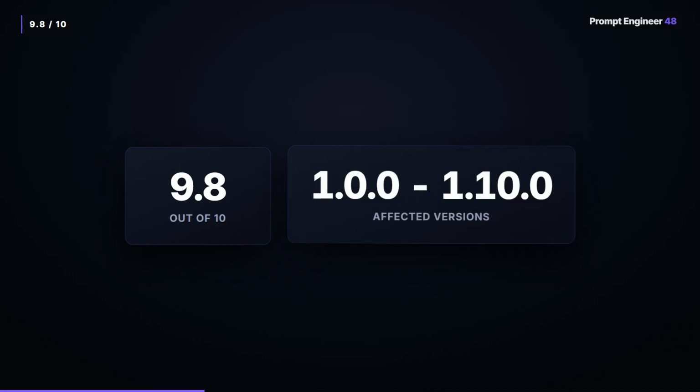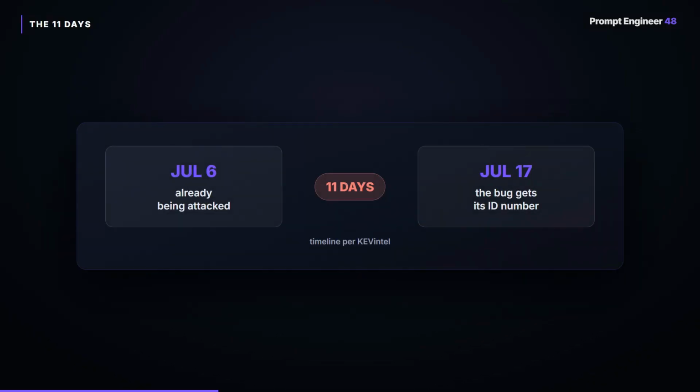The score on it is 9.8 out of 10. 10 is the worst score there is. And the affected versions are 1.0 all the way up to 1.10.0. And here's the part I keep thinking about. According to one tracker, people were already being attacked on the 6th of July. The bug got its ID number on the 17th. So for 11 days, you were being attacked by something that did not officially exist yet.